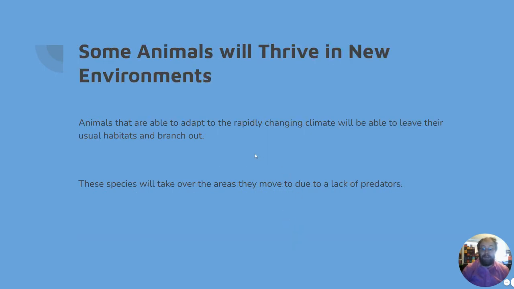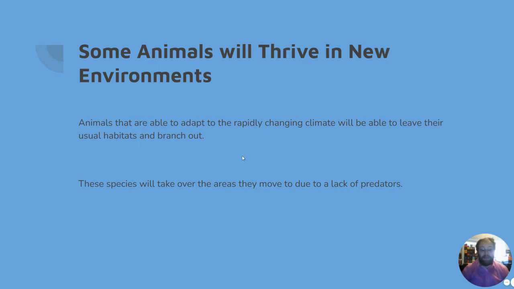Now, some animals are going to be able to thrive in these new environments, and those animals that are able to adapt are going to rapidly change, and they're going to be able to leave their usual habitats and branch out. And these species will be able to take over areas they move into due to lack of predators that are capable of fighting these new animals.